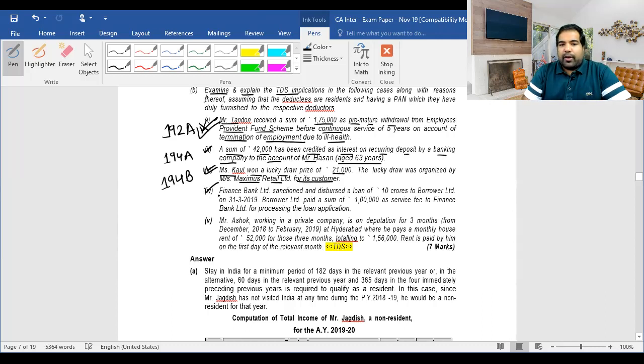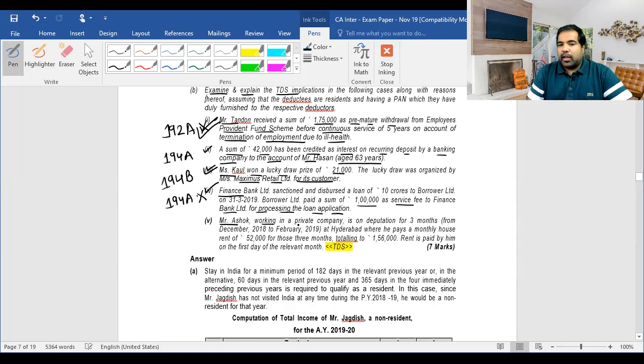Finance Bank sanctioned and disbursed a loan of 10 crores to a borrower. The borrower paid a sum of 1 lakh as service fee to Finance Bank Private Limited for processing the loan application. When you pay interest, processing fees, finance charges, etc. to a bank under 194A, on that there will be no TDS.